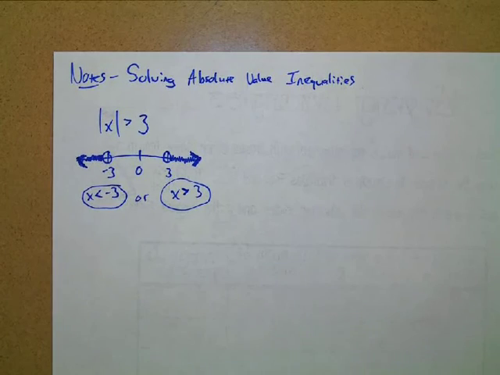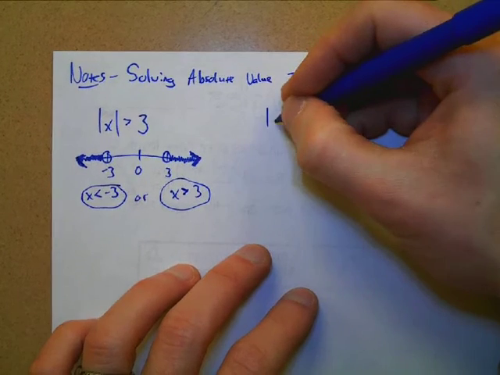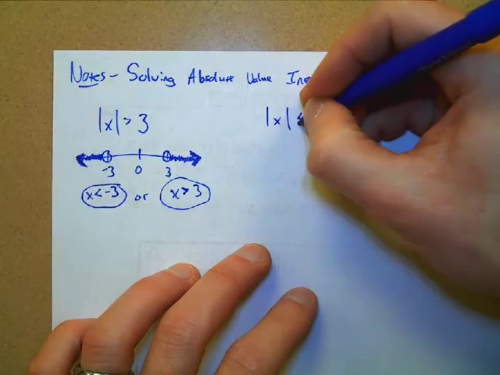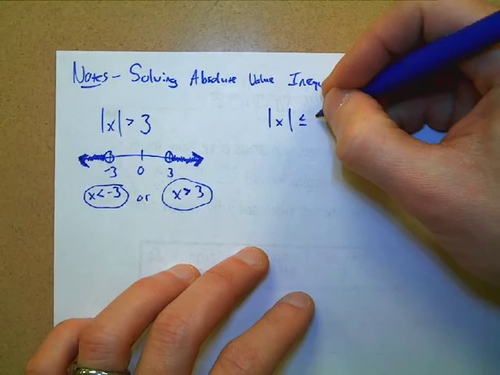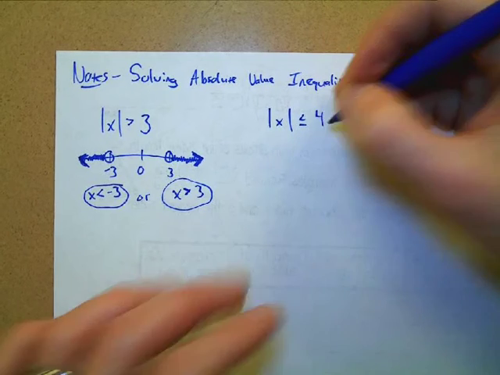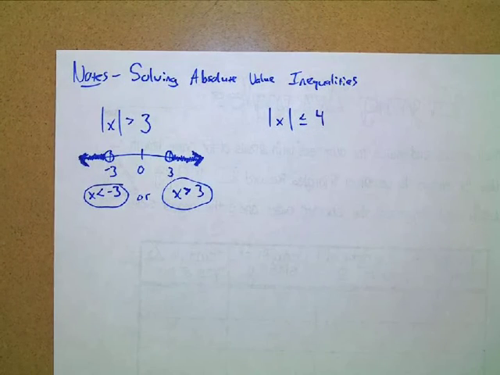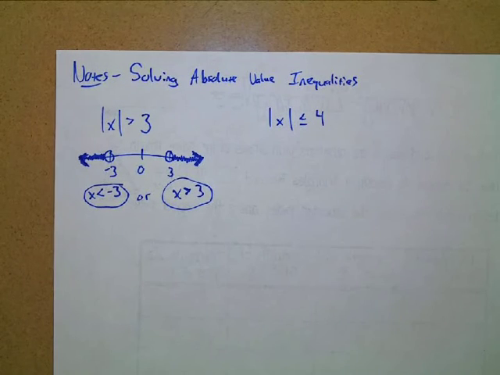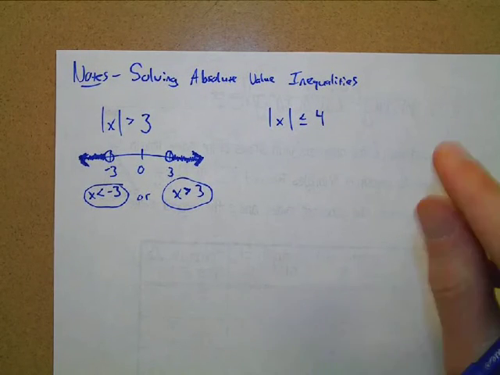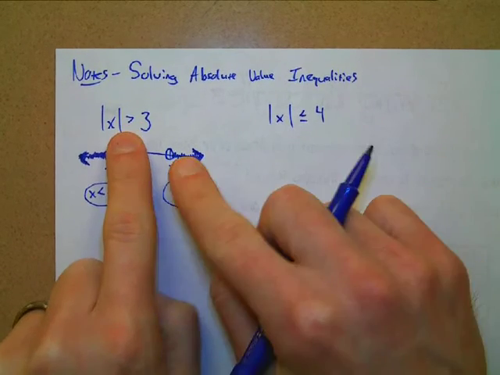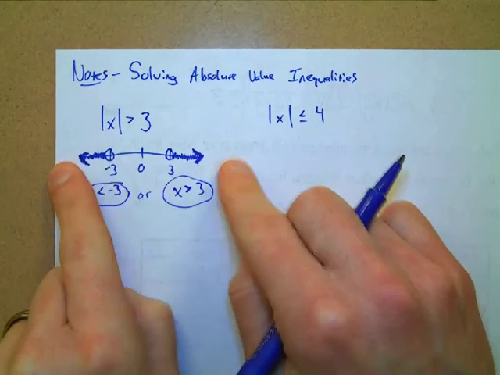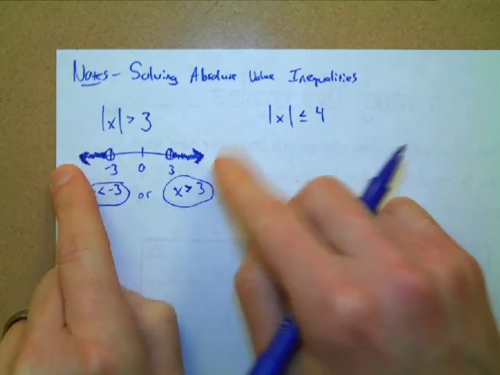So let's try another one here. Absolute value of x is less than or equal to, I don't know, 4. Okay. Here we started with greater than. So from that greater than, we had to go out, away from our 0. So let's talk about less than or equal to 4.